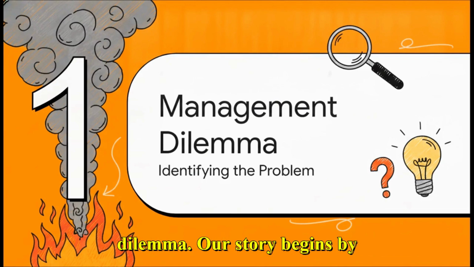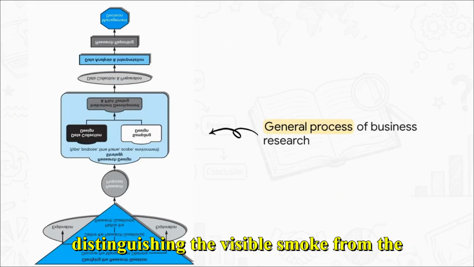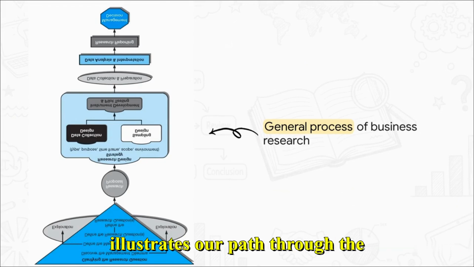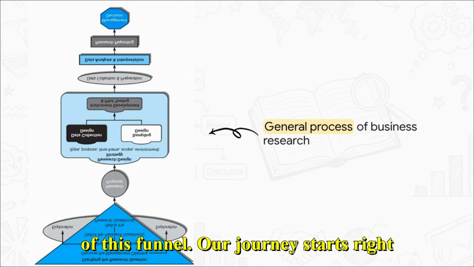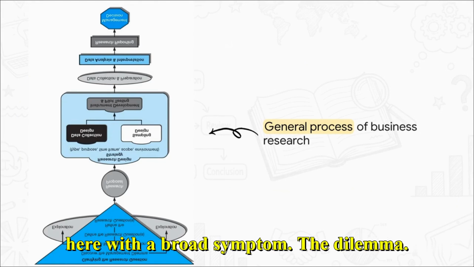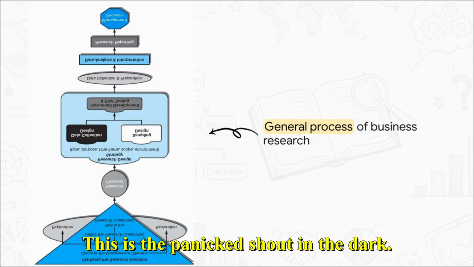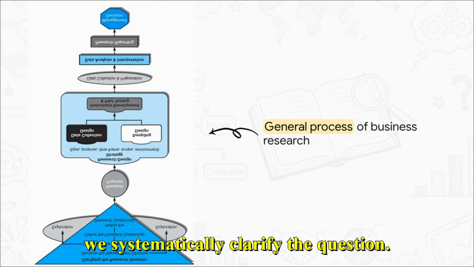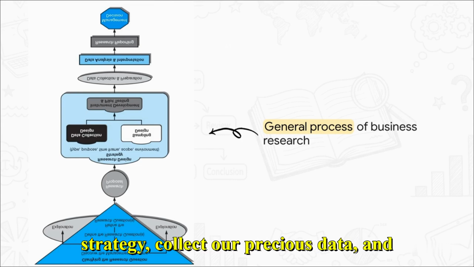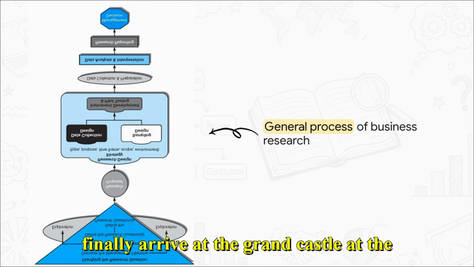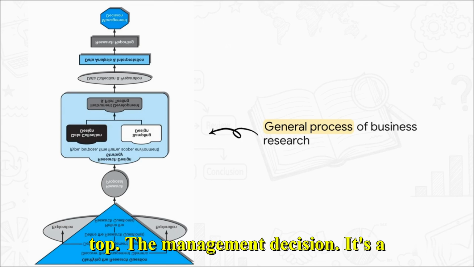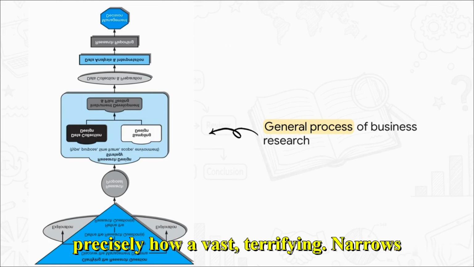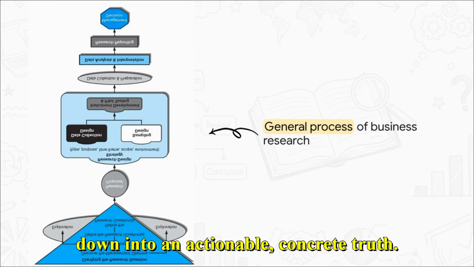Chapter 1. Identifying the management dilemma. Our story begins by distinguishing the visible smoke from the hidden fire, and this brilliantly illustrates our path through the enchanted forest. Notice the very bottom of this funnel. Our journey starts right here with a broad symptom, the dilemma. This is the panicked shout in the dark. As we travel upwards through the funnel, we systematically clarify the question, we carefully design our overarching strategy, collect our precious data, and finally arrive at the grand castle at the top, the management decision.